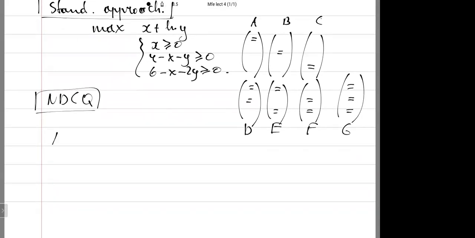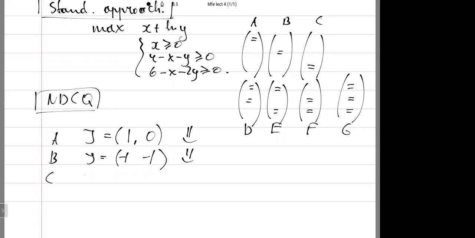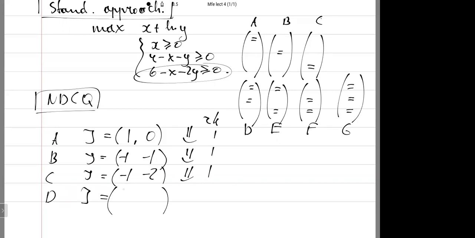Case A: I have only the first constraint. The Jacobian matrix is (1, 0). I'm happy, it has full rank, rank equal to 1. Case B: the Jacobian matrix is (-1, -1)... I'd like to be accompanied by brave warriors to kill this problem. The rank is 1. Case C: the Jacobian matrix is (-1, -2), because I consider derivatives only of active constraints. Once again rank is 1. Case D: I have a bigger Jacobian matrix, and the rank is 2, and I'm happy.